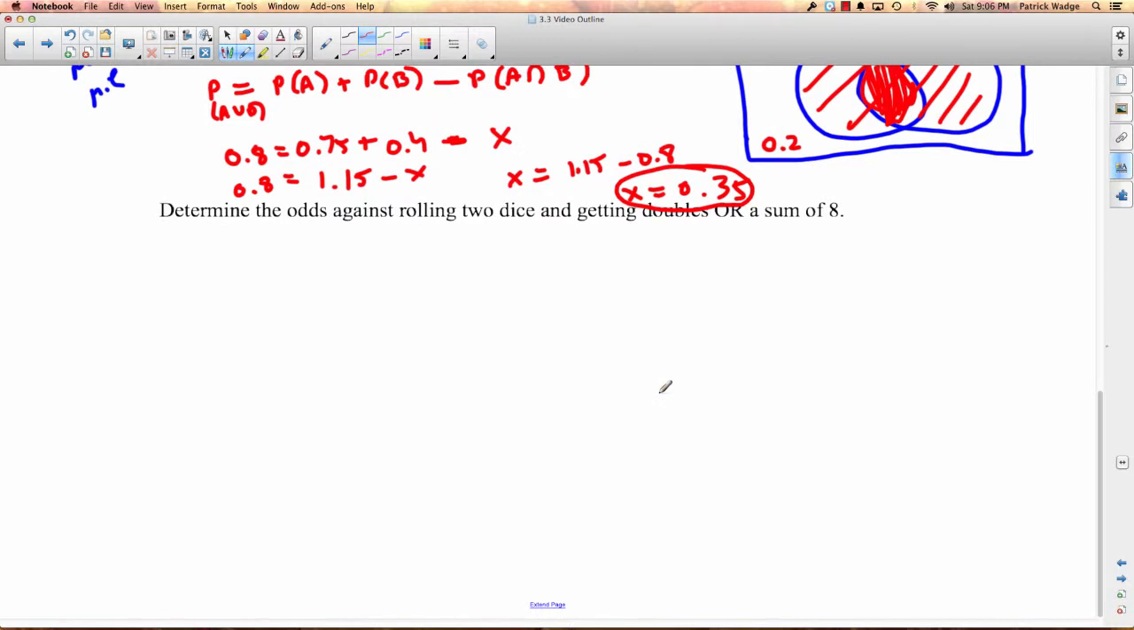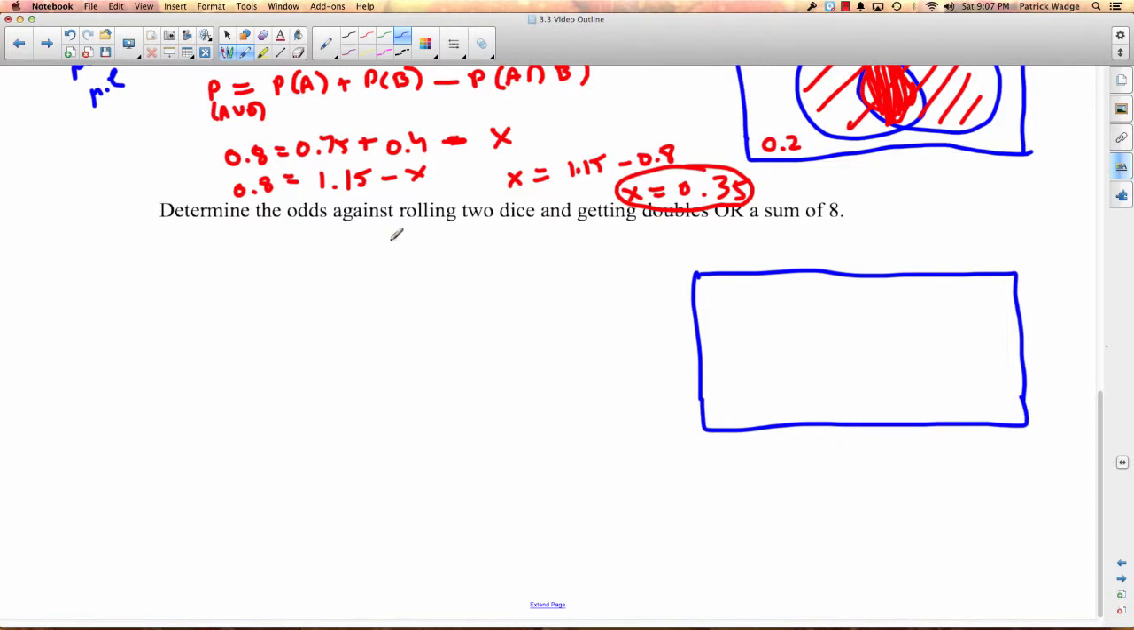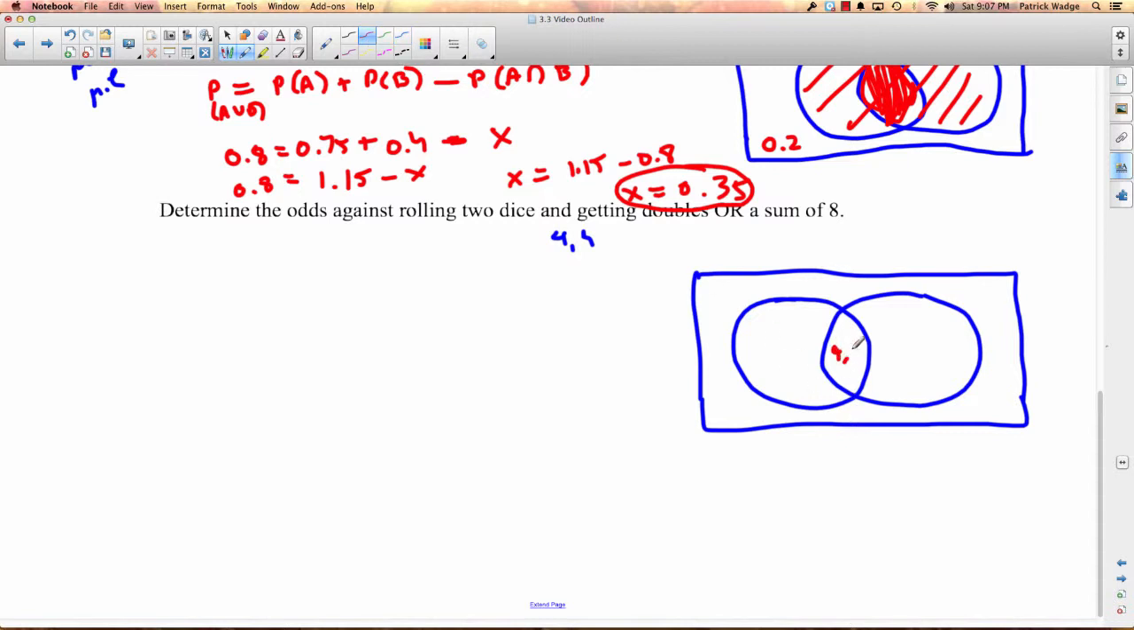Okay, determine the odds against rolling 2 dice and getting doubles or a sum of 8. Okay, this is a tough one. So I'm going to start by drawing the Venn diagram again. Are these mutually exclusive? They're not mutually exclusive. How come? Because of 4, 4. Those are doubles and a sum of 8. So I'll draw the 2 circles. And as I just said, 4, 4 is going to go in here for sure. So let's make this doubles, and this is sum of 8.